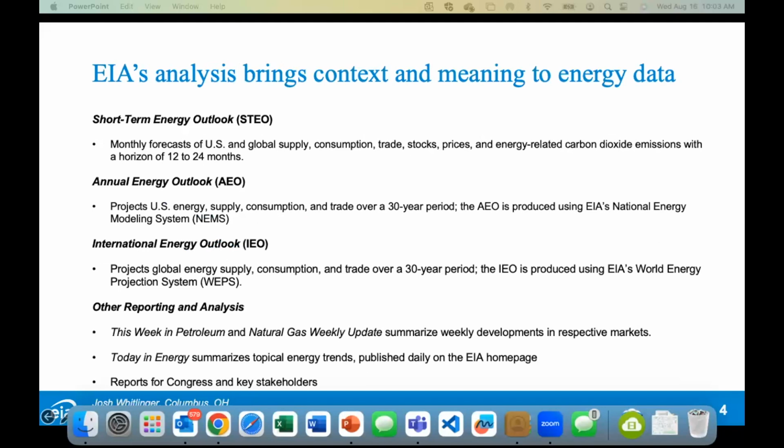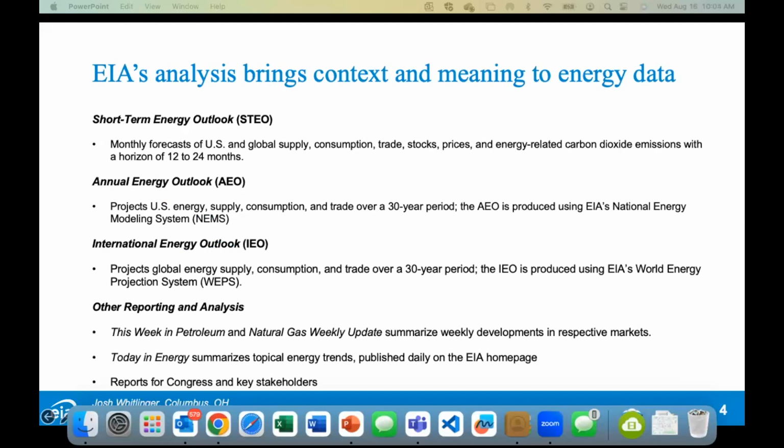So what are some of the products that we put out here at EIA? Well, the Short-Term Energy Outlook, which is a monthly forecast of U.S. and global supply, consumption, trade, stocks, prices, and energy-related carbon dioxide emissions, with a horizon from about 12 to 24 months. A lot of people look at that for exactly what's going on in short-term outlooks. You'll see that very often.